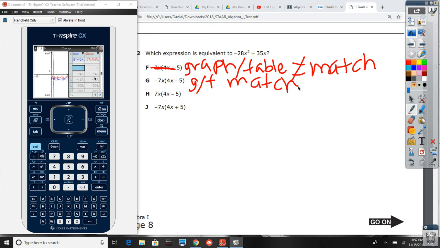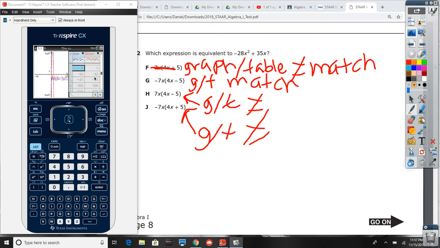Now, I don't want to make this video super long, but if I go ahead and type this next one in, the graph and the table are not going to be equal. And same thing for that one. If I go in there and type it, the graph and the table are not going to be equal. Okay, so ideally on the test, you want to really prove to yourself that you're eliminating the wrong answers.